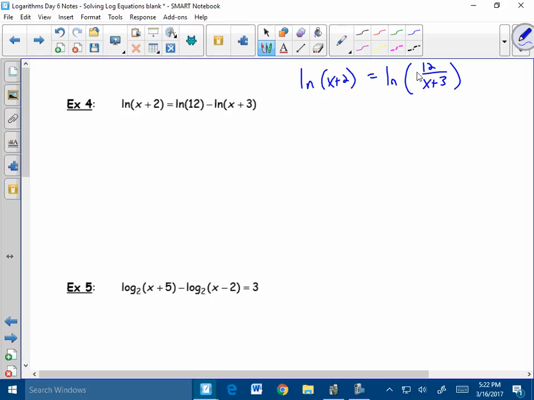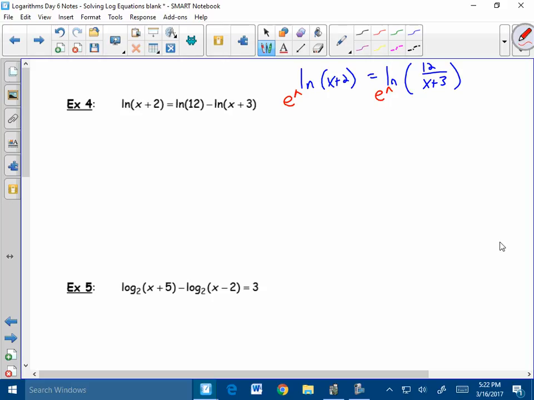So again, how would we break this down? ln of 12 minus the ln of x plus 3. So I just condensed it back together. I got one single log and one single log. That means I can get rid of those now by exponentiating. ln, what base is that? How do I get rid of an ln? ln is really log base e. So I'm going to use e here.